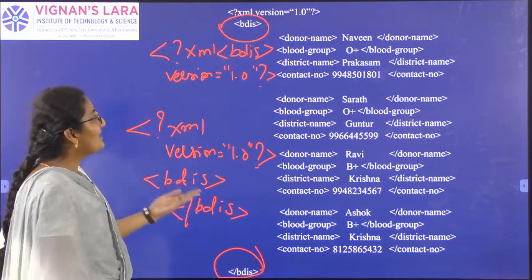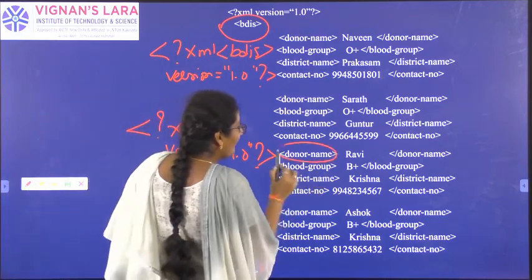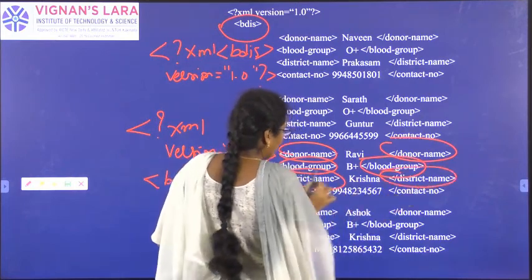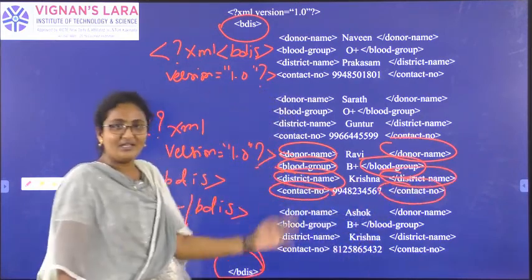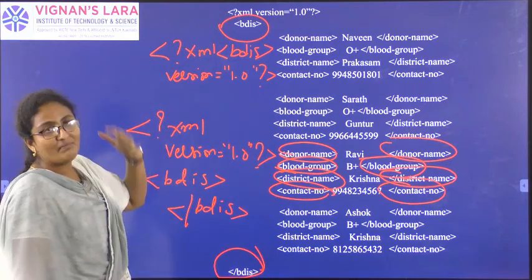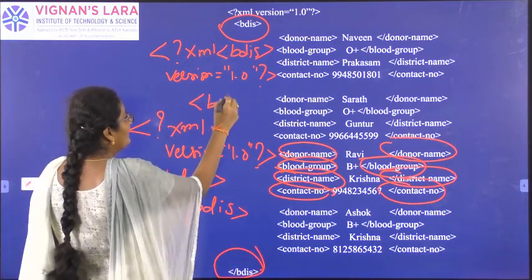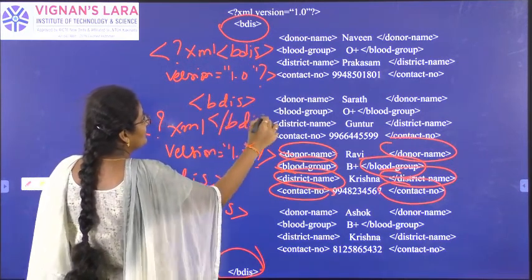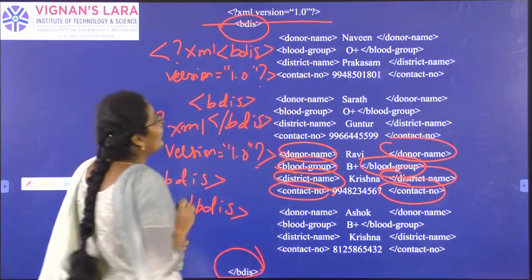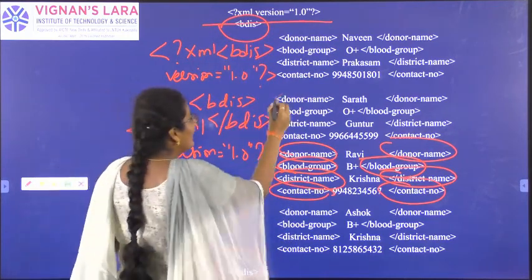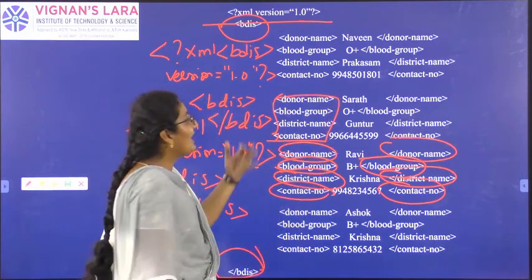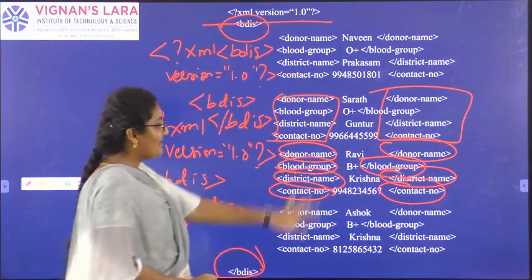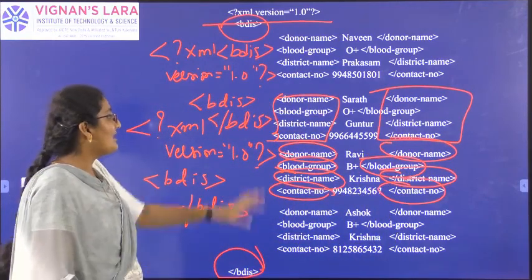Meanwhile, we have so many donors and information related to them. See donor name opening, close. Blood group open, close. District name, closing tag. Contact number, closing tag. Like this we can create for all the donors. We are talking about blood donors information system. So BDIS is the opening tag. Since we opened that, we should close with the closing tag. And we are using XML version 1.0. Reminding all, this data is related to our present project. That's why we have created those tags. Whenever we create a tag, we should have the closing tag also. Like this, you can create any number of XML files for all the donors.